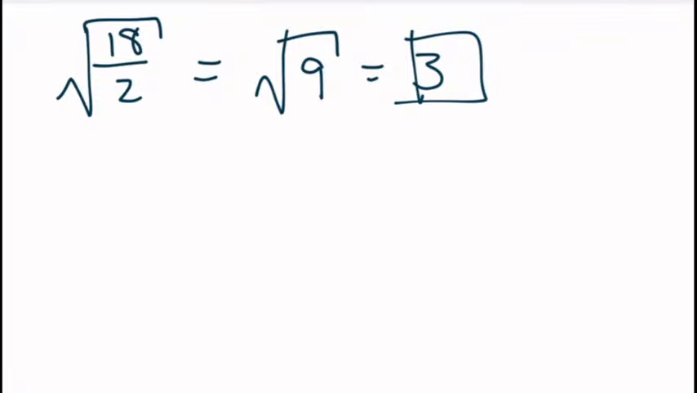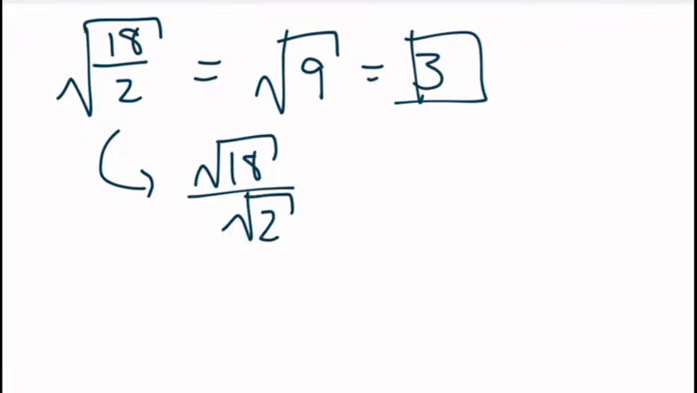Now there are many different ways to approach division. Like you could have split this up into radical 18 over radical 2, but the process would be much longer and much more complex. So it's preferred not to do it this way if the fraction can be simplified down first.